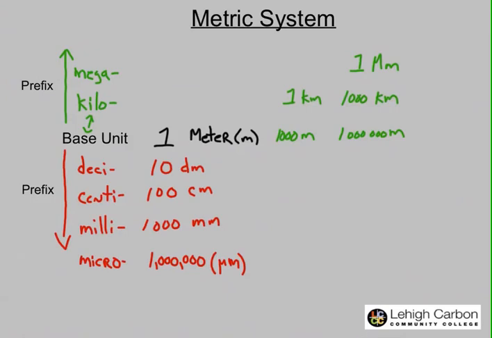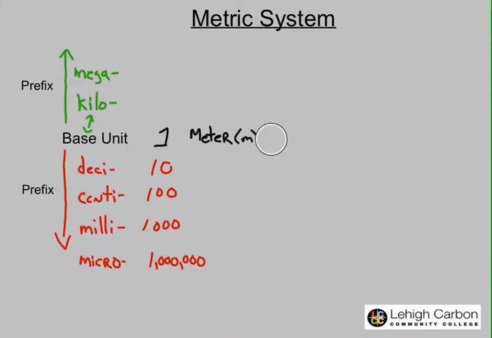Now, to move on to the other units, let me erase all of these for now. If we decide now to look at 1 gram, which is the base unit for mass, what's nice about the metric system is the prefixes stay the same. So there is a decigram, abbreviated dg, and there's 10 of those in a gram. There are 100 centigrams in a gram, 1,000 milligrams in a gram, and 1,000,000 micrograms in a gram. So the prefixes stay the same.